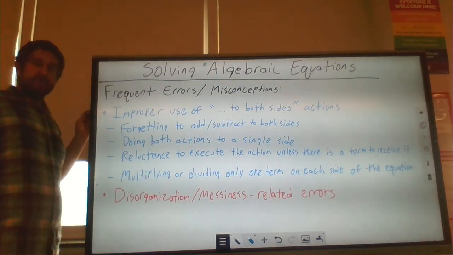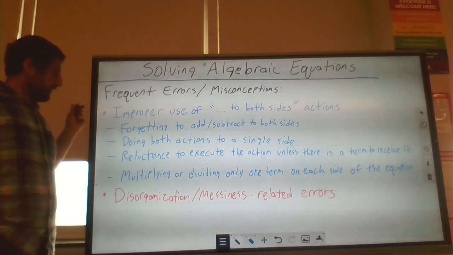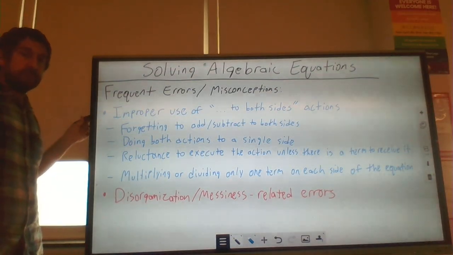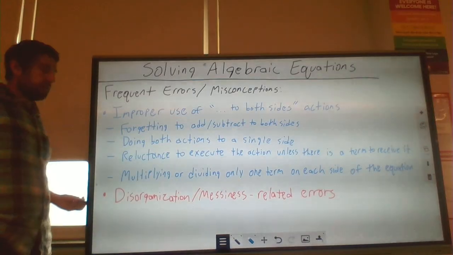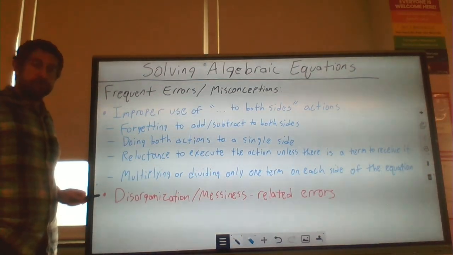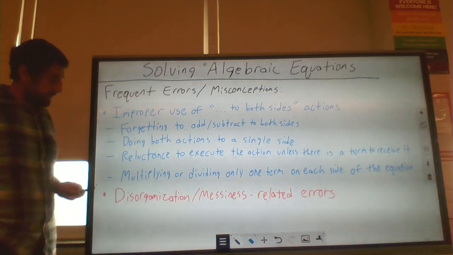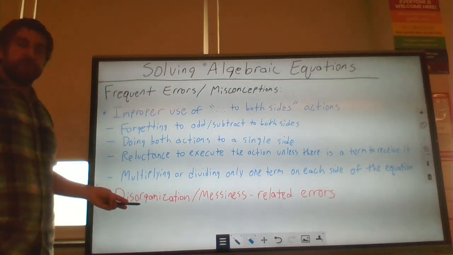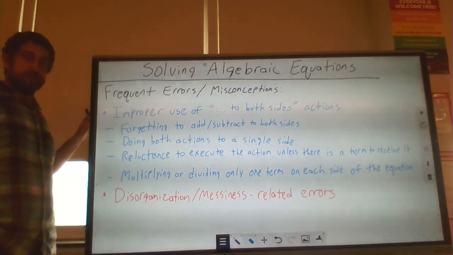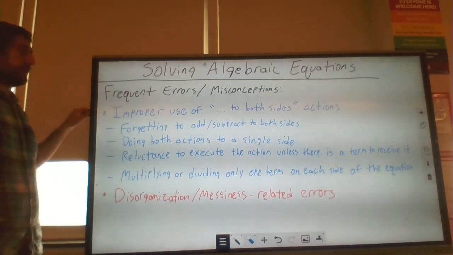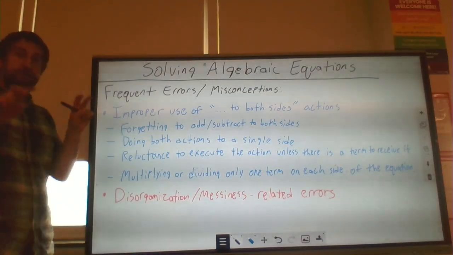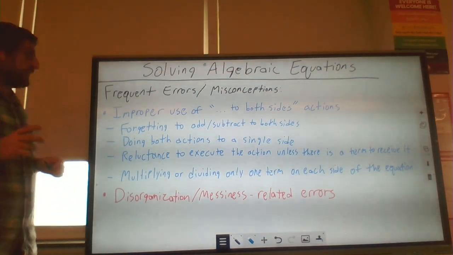So the main things that I see happen to students are two main things. One is improper use of the manipulation actions, and the other is just general disorganization and messiness. Now, I'm sure every teacher has their own strategy for dealing with organization, so I'm not going to go too much into how I approach this kind of stuff. I'm just going to demonstrate it. But the main stuff that I'm going to be concerning myself with in this video are in dealing with student misconceptions and errors regarding the improper use of to both sides actions.